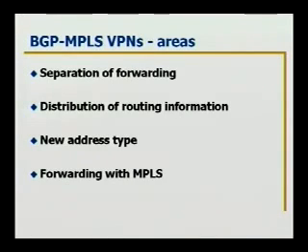Secondly, what was the driver for all this? I wanted to achieve connectivity between my sites. So we're going to see how we achieve connectivity by doing distribution of routing information. Thirdly, we wanted to allow overlapping, private address spaces for each one of the VPNs, and we're going to see how this is achieved with a new address type. And finally, we wanted to forward traffic among these different sites. So we're going to see how this is achieved with MPLS.